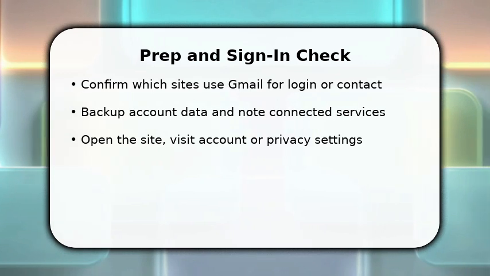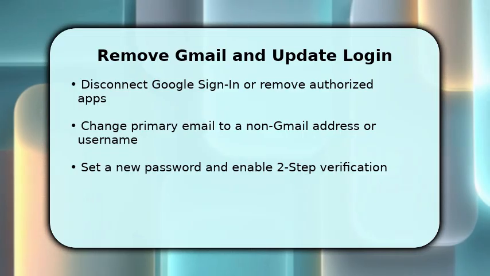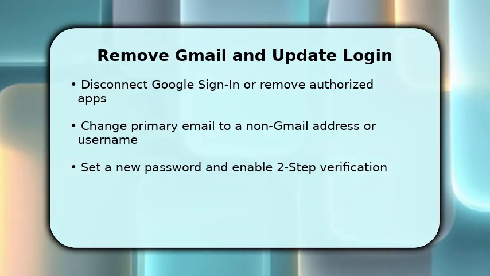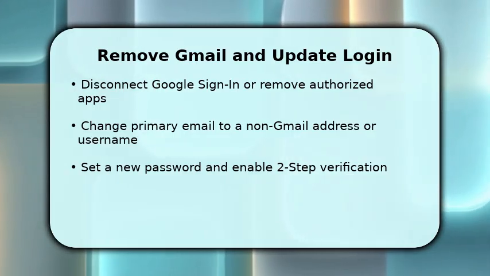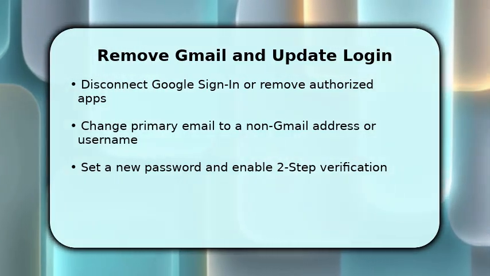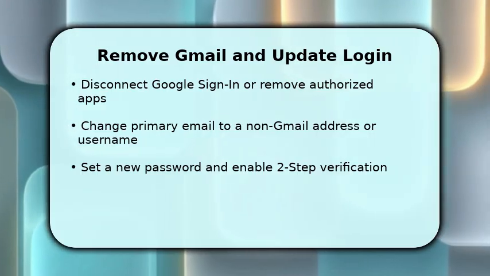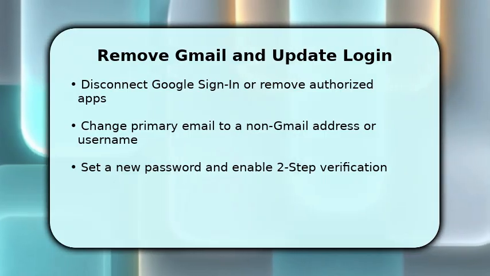You now remove Gmail as the authentication method. Disconnect Google sign-in within the site or revoke app access in your Google account. Then change the account's primary email to a different address you control or create a site-specific username if allowed. Make sure to set a strong new password and enable two-step verification where available to prevent lockout.